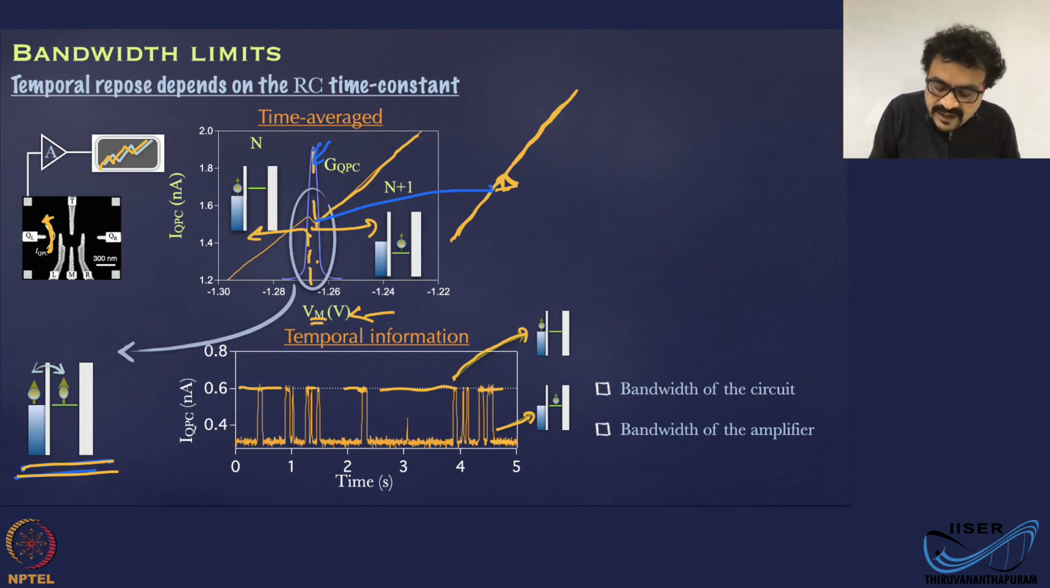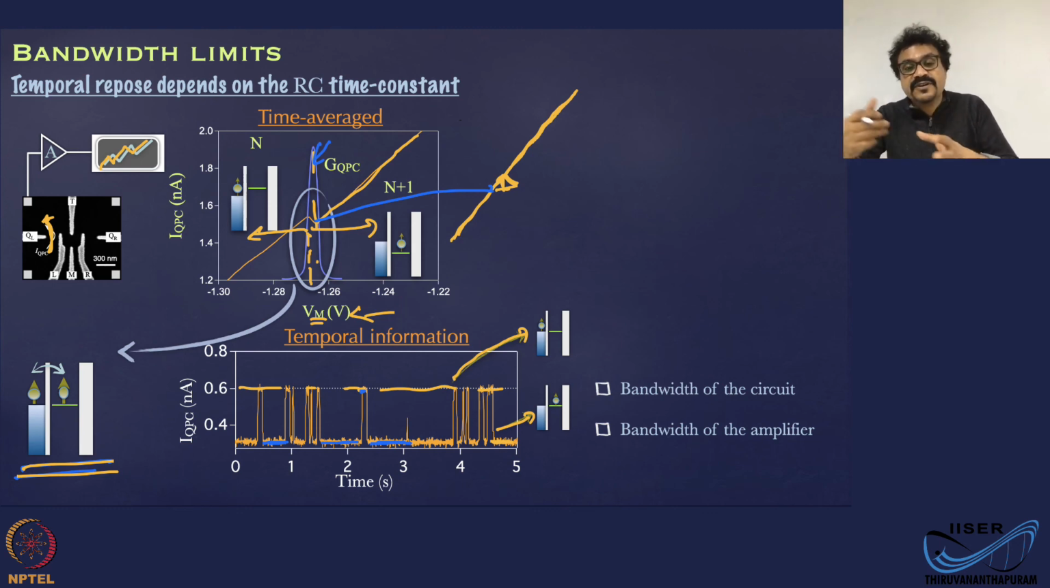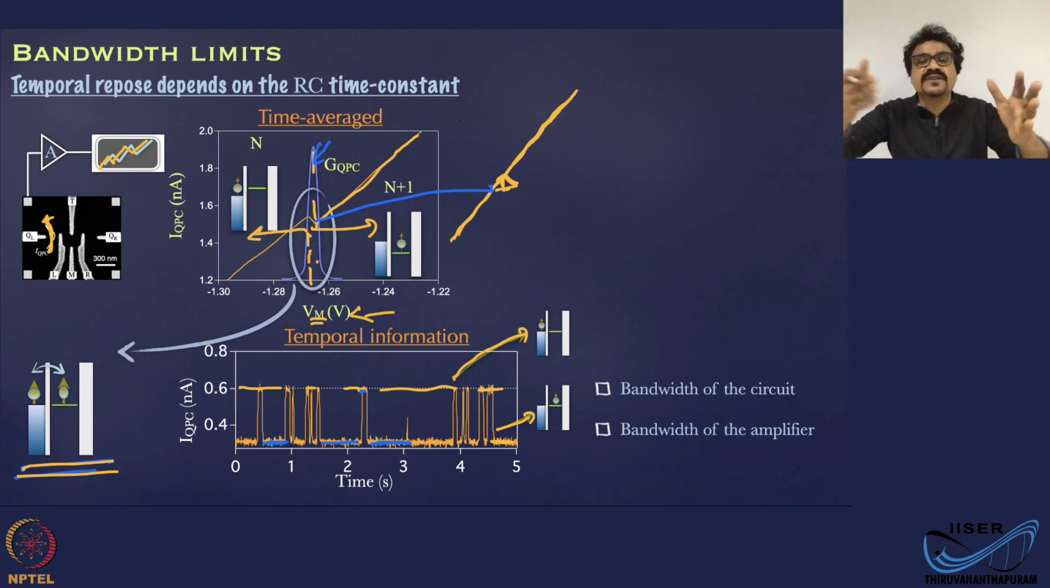So the width of the highs tells you how long the electron was out. The width of the lower level tells you how long the electron was inside. So you are directly accessing the temporal information and also the spatial information. The spatial information tells you whether the electron is inside or outside. The temporal information, from these durations, tells you how long the electron stayed outside and how long it stayed inside. It also tells you the tunnel rates.